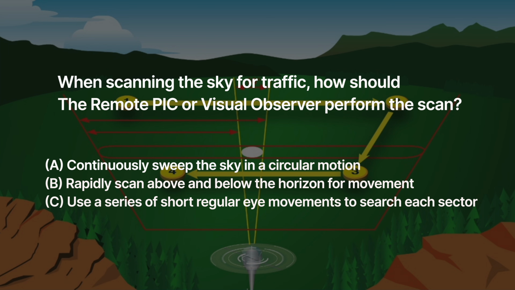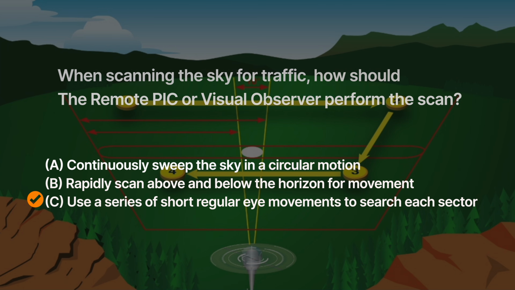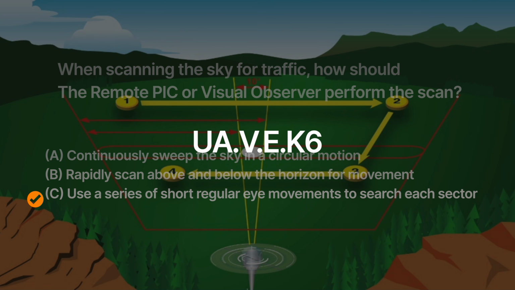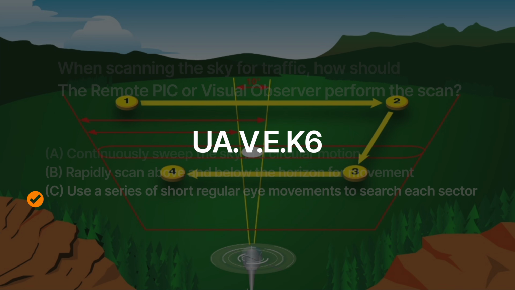Now be honest with yourself. If I didn't go over this, would you have answered this correctly? The correct answer is C. Use a series of short regular eye movements to search each sector. And Kenneth, this was also one of the codes on your test report.